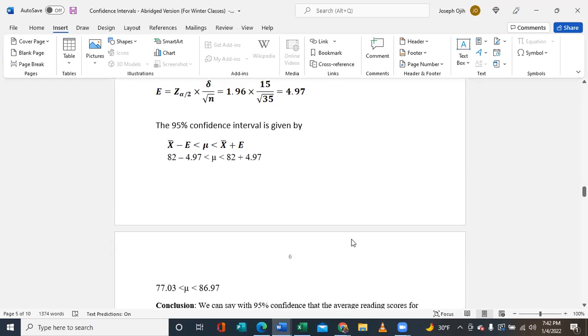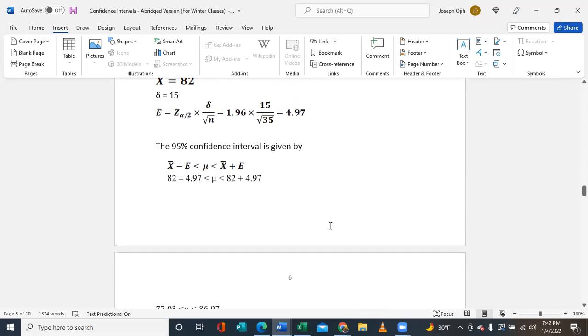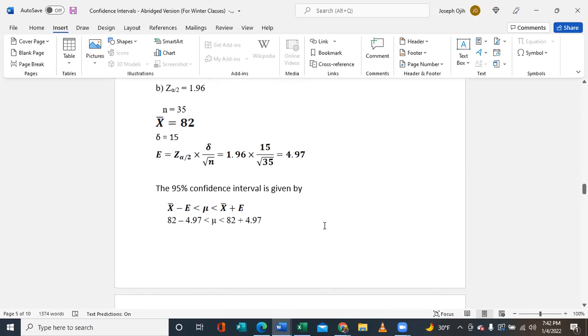So where we have the critical values, where we have those percentages, 90, 95, and 99.